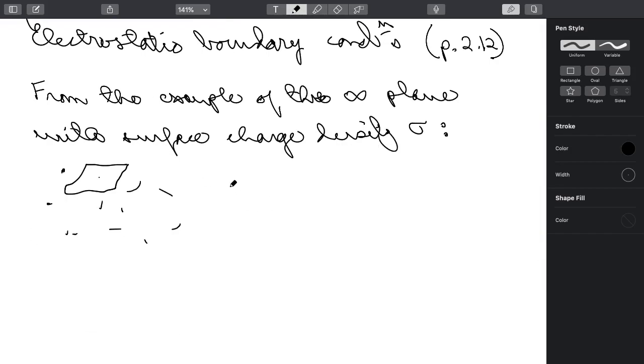And now what I'm saying is that the electrical field above the surface and perpendicular to the surface, minus the electrical field below the surface, again perpendicular to the surface, that this discontinuity in the field is given by the surface charge density divided by epsilon 0. Okay?